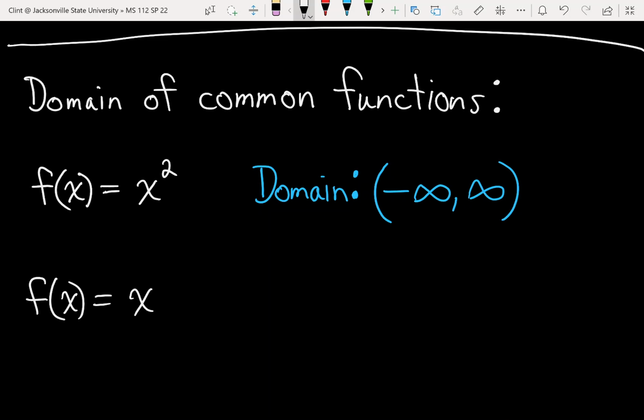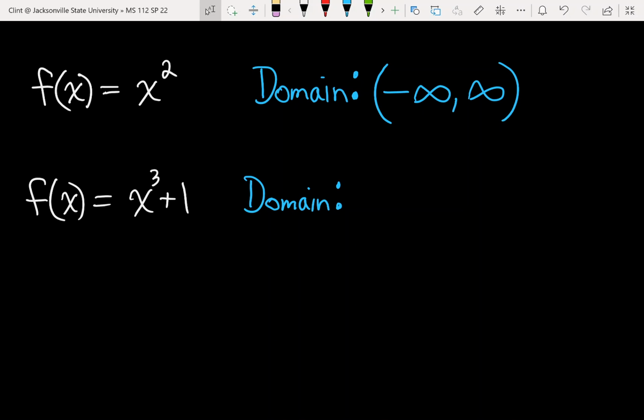Think of another one. About this one, x cubed plus 1. Can you think of any number that we could plug in for x that would give us a problem and make it where we couldn't get an answer out of our function? Kind of hard to think about when there's so many numbers, right? I've got an infinite number of numbers. But this is the same situation as the last one. There's nothing going on here. We can take any number and raise it to a power that we want to, and we can take any number and add 1 to it. That's no problem. So our domain, again, we would say all real numbers, and in interval notation we would write it the same way.